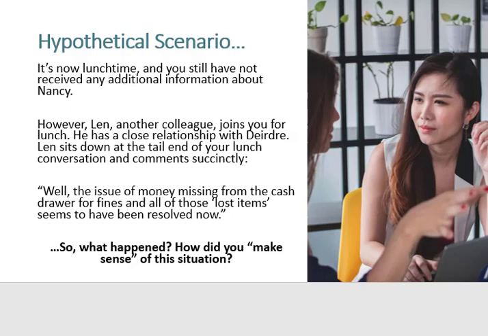Fast forward to lunch. You still don't know what happened to Nancy. However, Lynn, who you work with, joins you. He has a close relationship with your supervisor. Lynn sits down at the end of lunch and comments, well, the issue of missing money from the cash drawer is resolved now. So what happened? How do you make sense of this situation? We'll pause. You have the information. So you can add to your mental model and piece together that Nancy got fired for stealing from the cash drawer. That's probably different from what you were thinking 2 slides ago. It's a small example of the sense-making process.